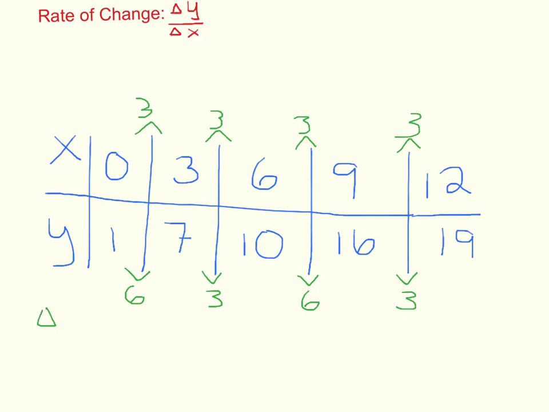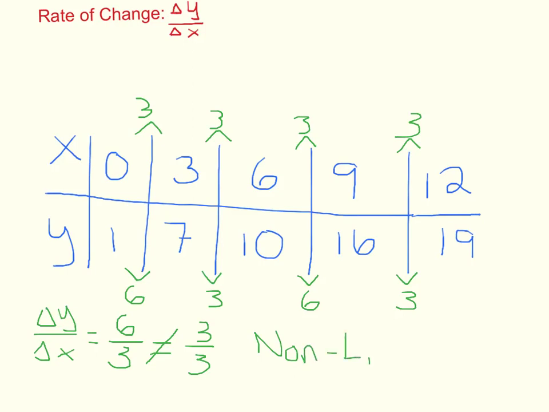So, the change in y divided by the change in x. Let's look. First we have the change in y is 6 divided by the change in x, which is 3. And then the next one, we have 3 divided by 3. And it's pretty obvious that 6 divided by 3 does not equal 3 divided by 3. Therefore, this is clearly a nonlinear function. It does not have a constant rate of change.